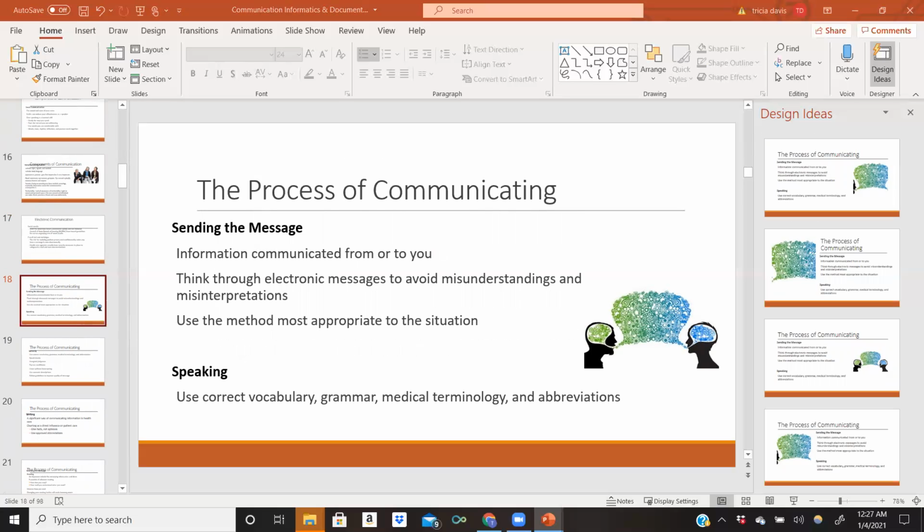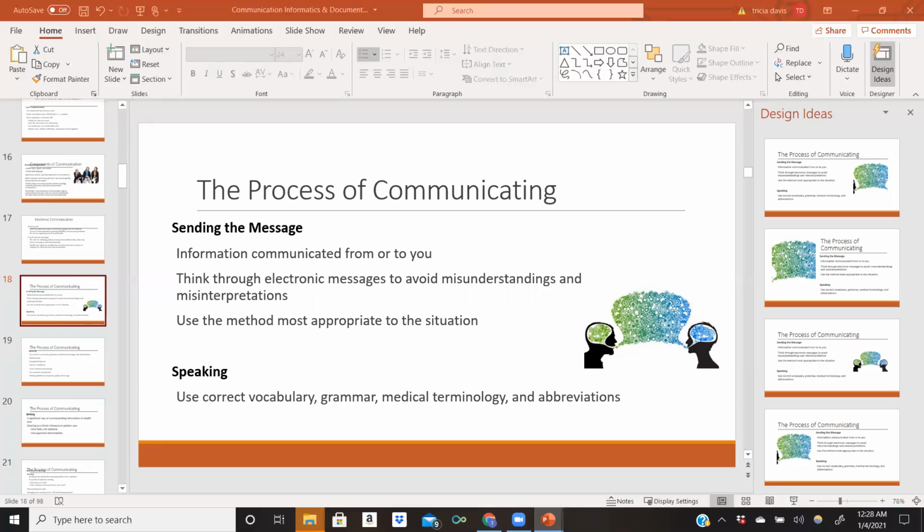So the process of communicating, we're going to talk a little bit about what that looks like. Sending the message is exactly what it is: information that's communicated from or to you. Think about your electronic messages to avoid misunderstandings and misinterpretations. We all know that sometimes you send a message that means one thing and the person on the other end thinks that it's something else.